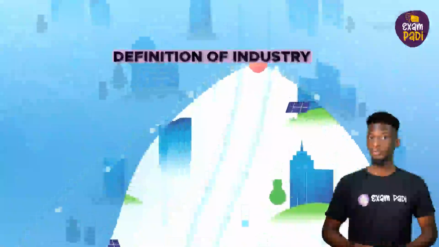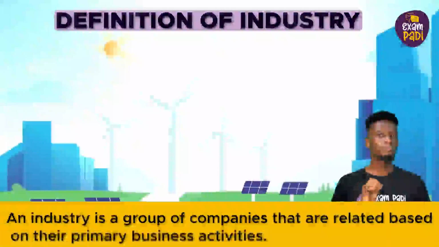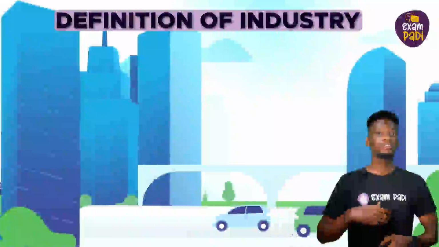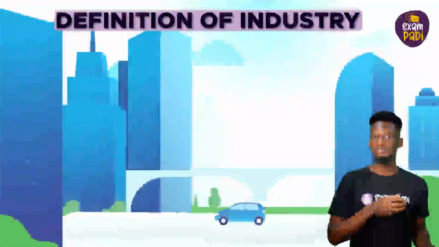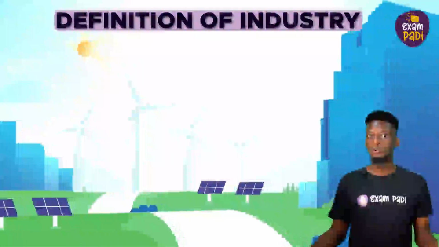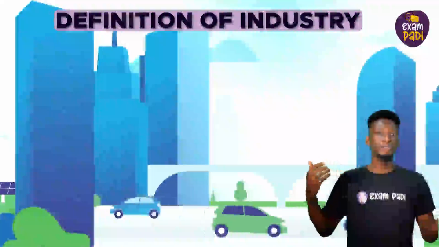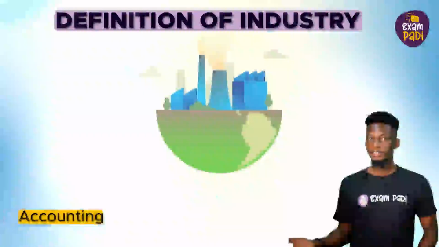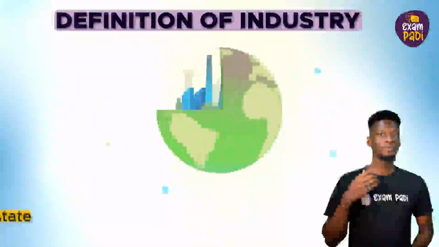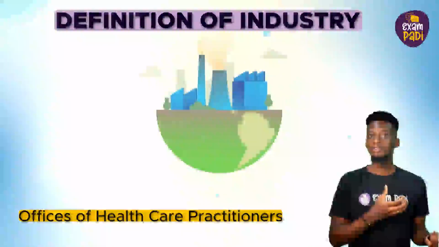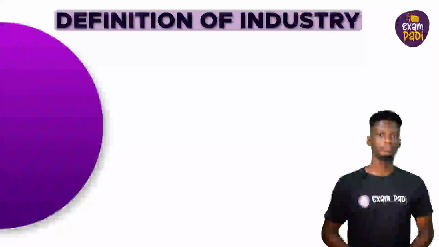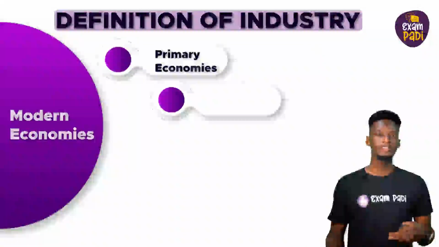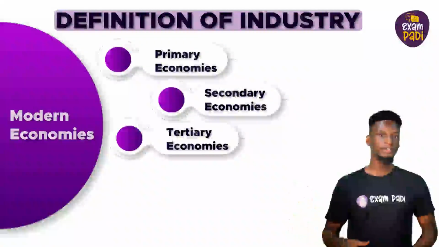What is an industry? An industry is a group of companies that are related based on their primary business activities. It consists of enterprises or organizations involved in the production and supply of goods, services, or sources of income. Profitable industries include legal services, accounting, outpatient care centers, real estate, offices of healthcare practitioners, and so many others. In modern economies, industries are generally classified as primary, secondary, tertiary, and quaternary.